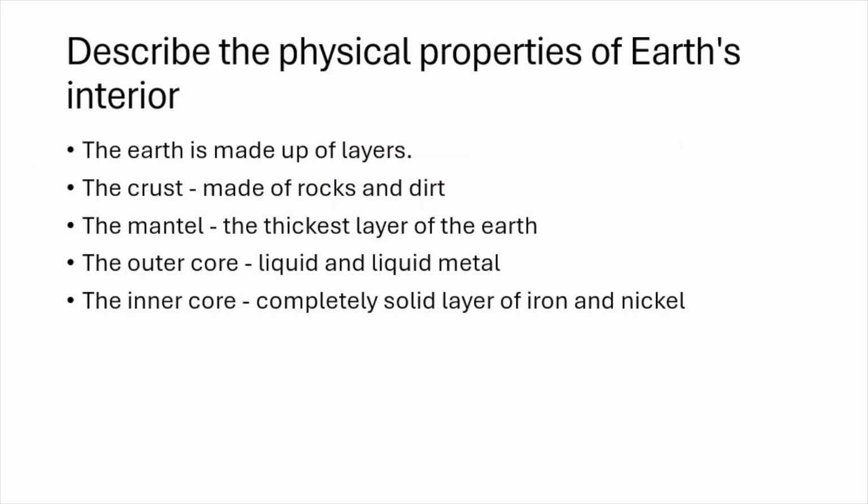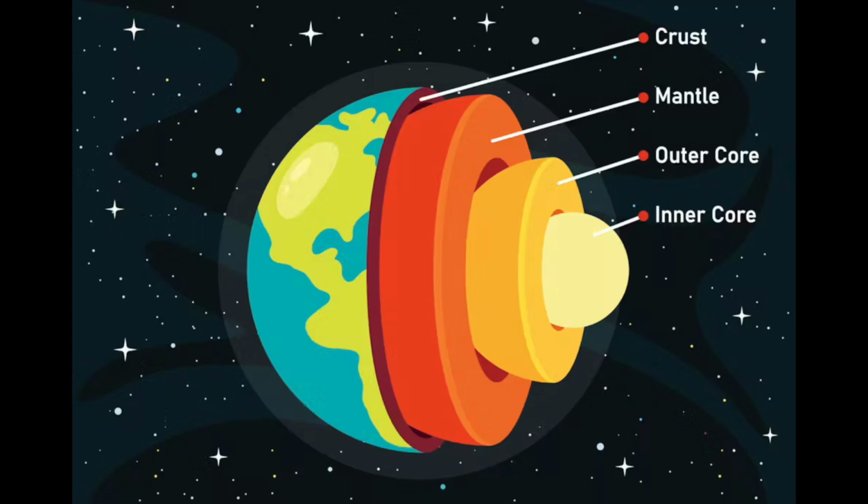Describe the physical properties of Earth's interior. The Earth is made up of layers. The crust, made of rocks and dirt, where we stand. The mantle, the thickest layer of the Earth. The outer core is liquid metal. The inner core is a completely solid layer of iron and nickel. There's a little diagram for you.